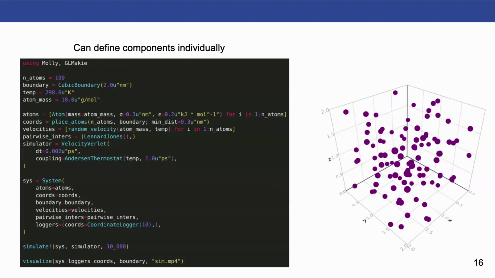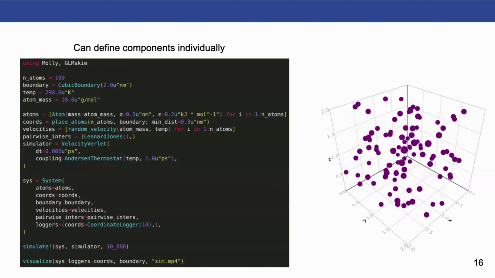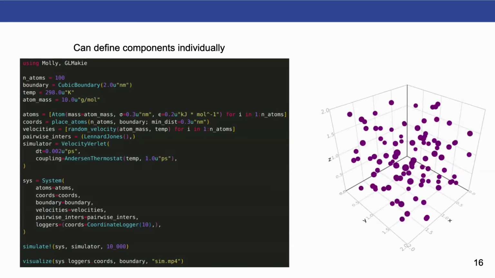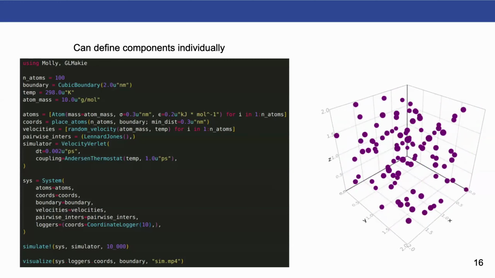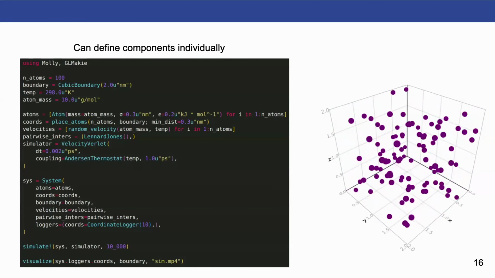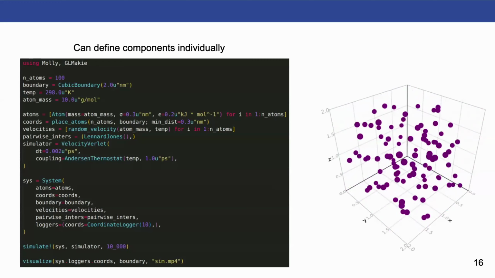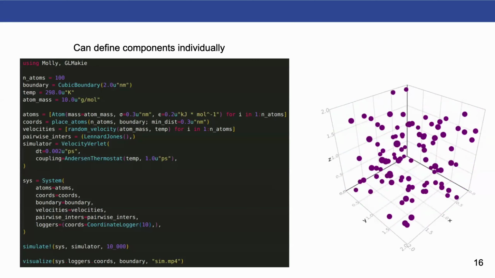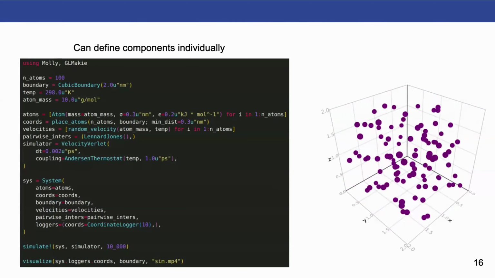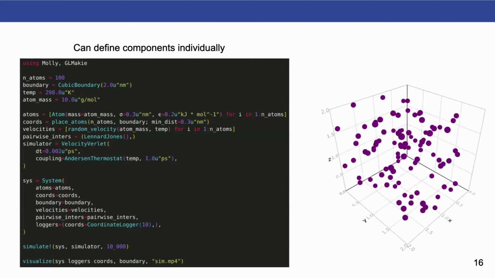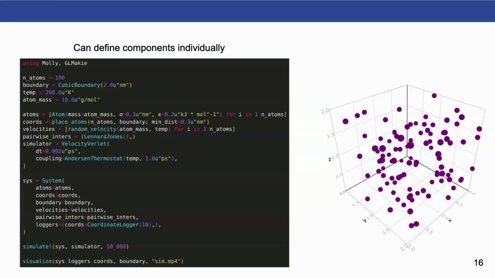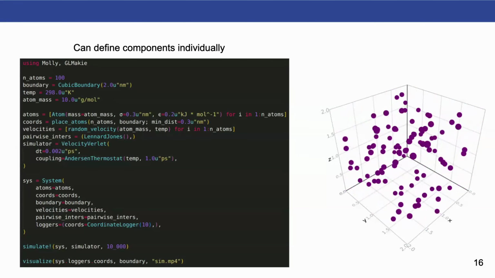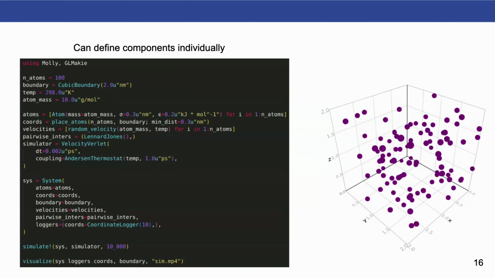So just to show some overall code, you can set up components individually. So we import the package, we define a cubic boundary. So this means we want a 2 nanometer box, which you can see on the right, 3D. You can also do 2D. We set up the temperature, then we define some atoms. We use the place_atoms function, which just puts them randomly in space where they're not clashing. We generate random velocities from the Maxwell-Boltzmann distribution. We're going to use a Lennard-Jones interaction.